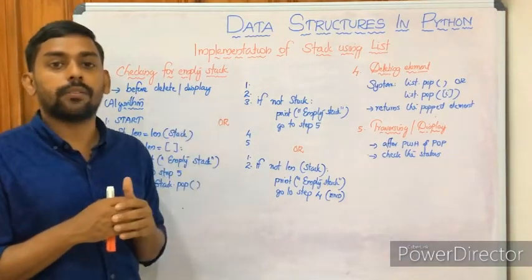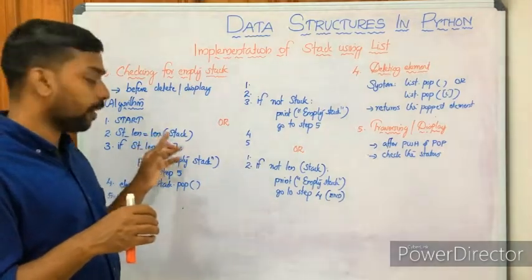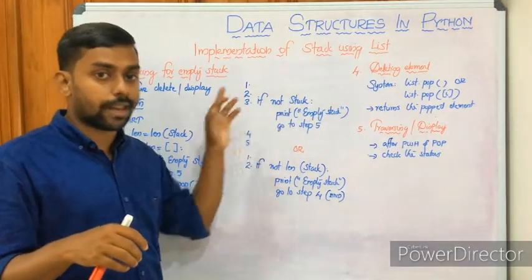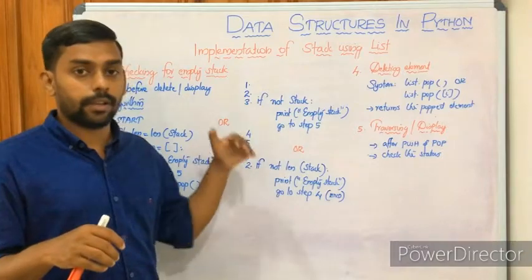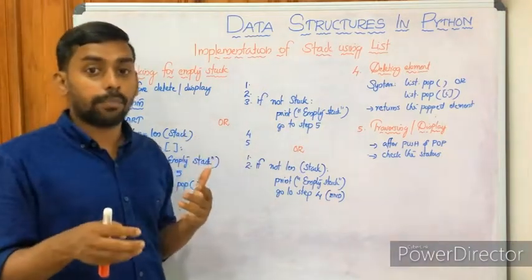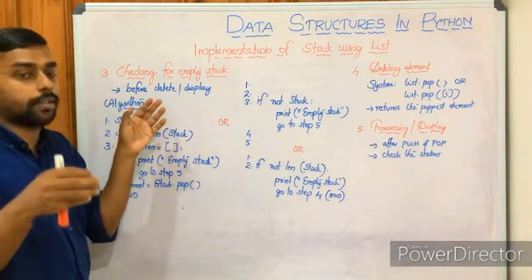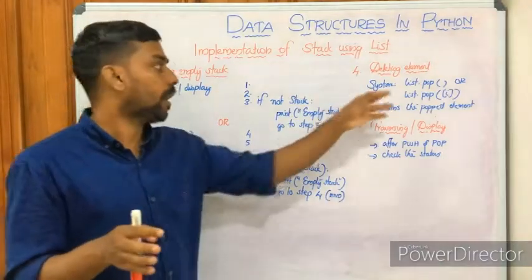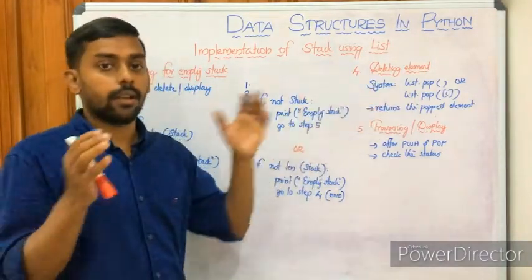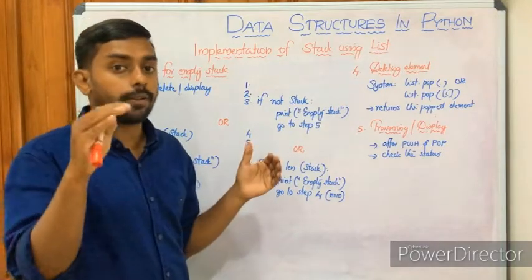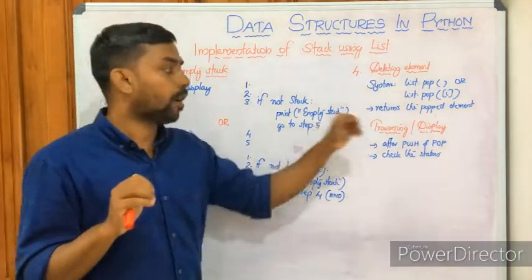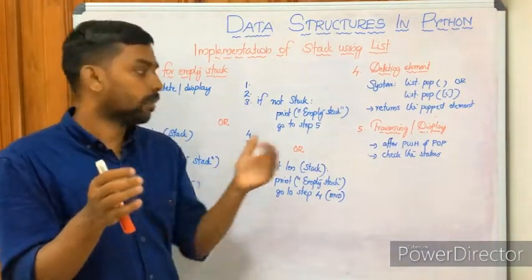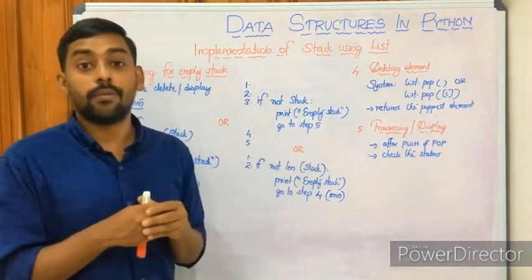The third one, checking for an empty stack: we have ln of stack, then if STLN equal to square brackets, or if not stack, or if not ln of stack. We can make use of any of these algorithms to check for an empty stack, and we do this just to delete or display an item. The fourth one is deleting an element using the pop function, pop of I. I is of course optional, because we cannot decide which element to be deleted. Only the topmost element can be popped from the stack. Then traversal or display: after performing push or pop, we have to see the status of the stack.